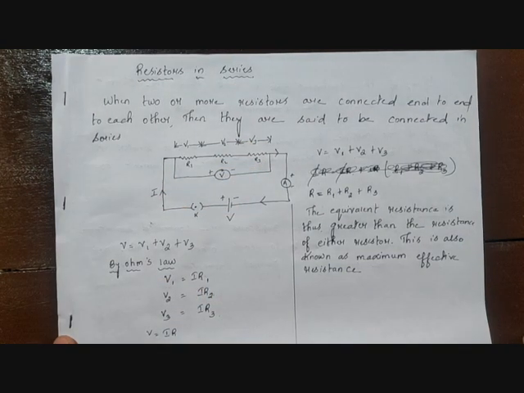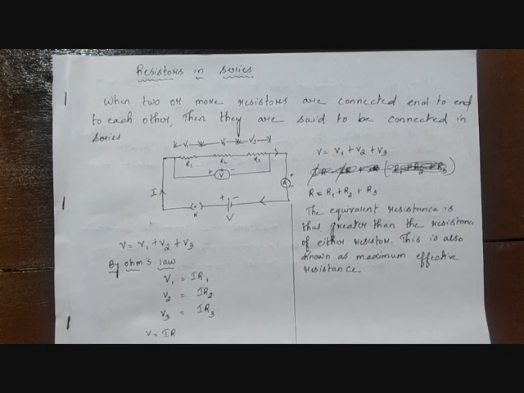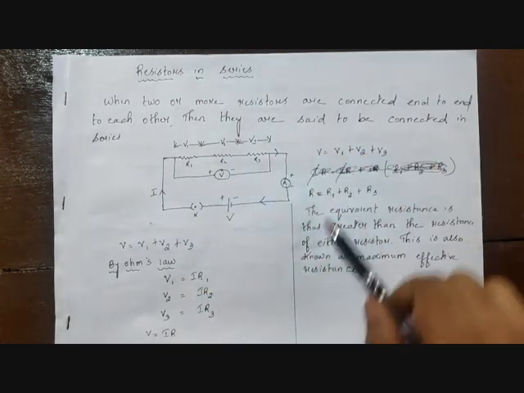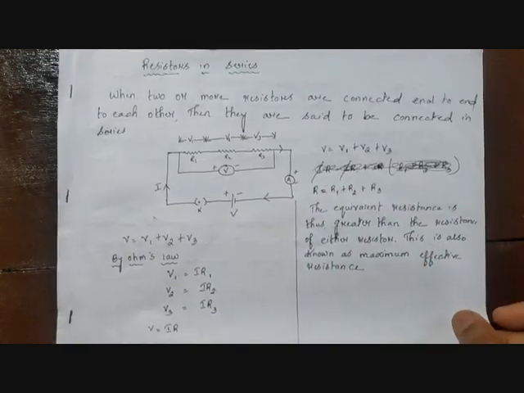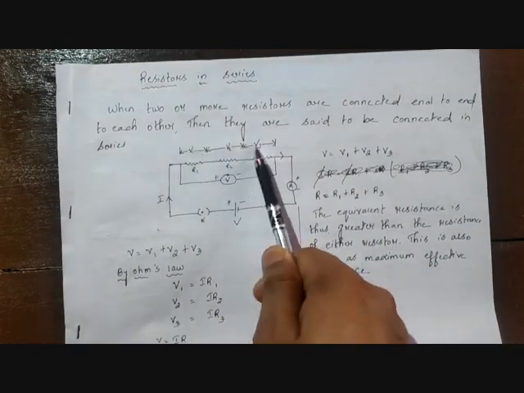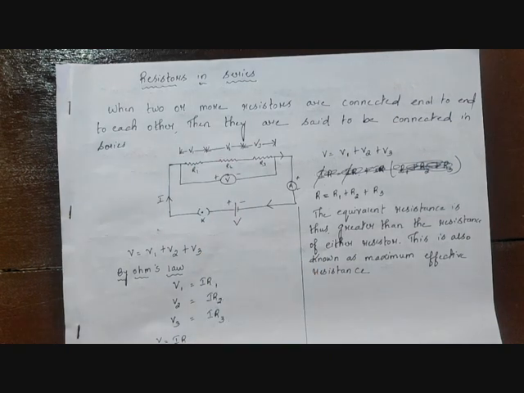Now always remember one thing, students. In series connection, your current will be constant. Current value will be the same everywhere, okay? But although current will be the same everywhere, the voltage value will be different. They will not get the same voltage. Clear?